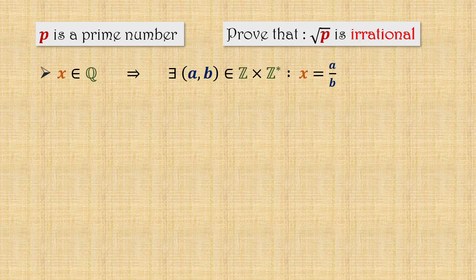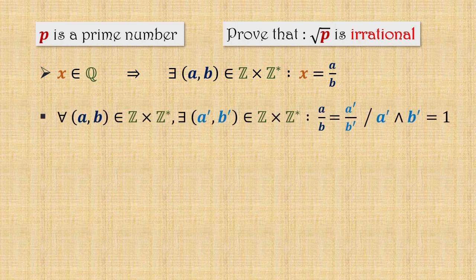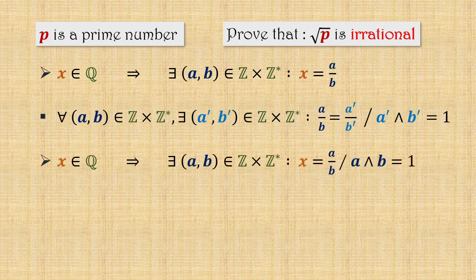Furthermore, we know that every fraction can be written as an irreducible fraction, which means that, for every integer numbers a and b, with b different from 0, there are two coprime integer numbers, a prime and b prime, with b prime different from 0, such that the ratio a over b is equal to the ratio a prime over b prime. So according to this last assertion, for every rational number x, there are two coprime integers, a and b, with b different from 0, such that x equals a over b.